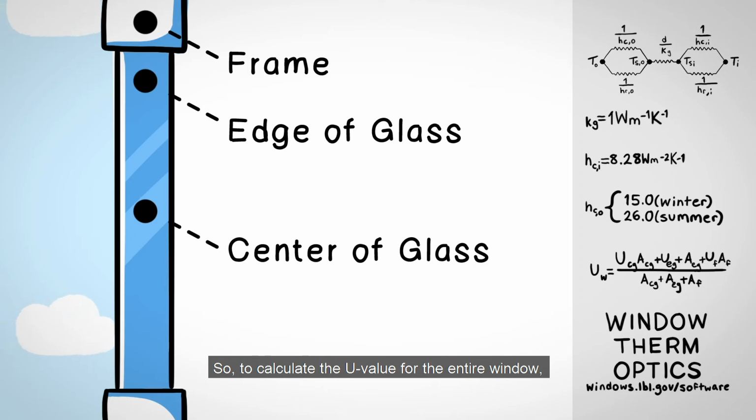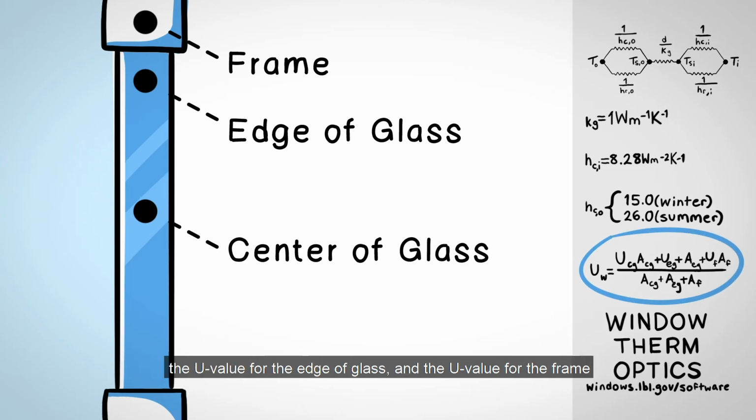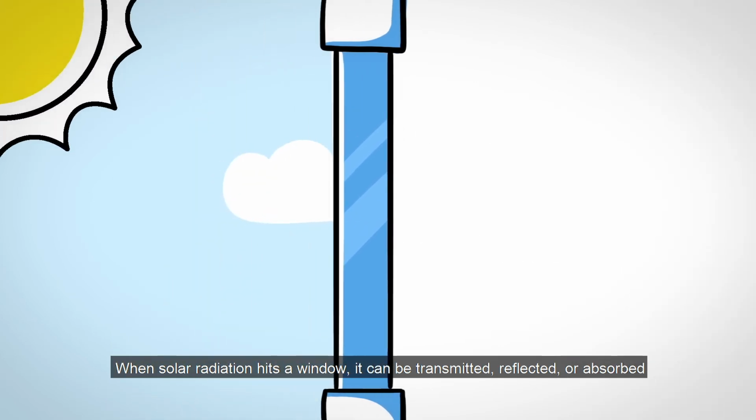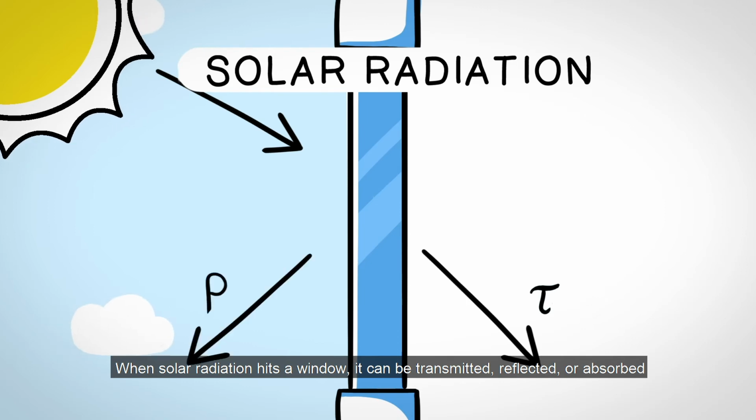So, to calculate the U value for the entire window, we would need to take an area-weighted average of the U value for the center of glass, the U value for the edge of glass, and the U value for the frame. When solar radiation hits a window, it can be transmitted, reflected, or absorbed.